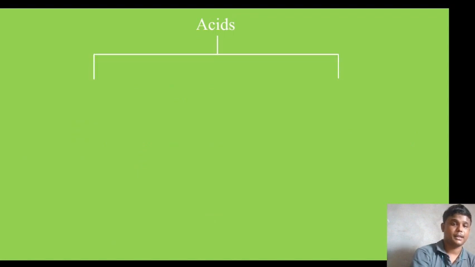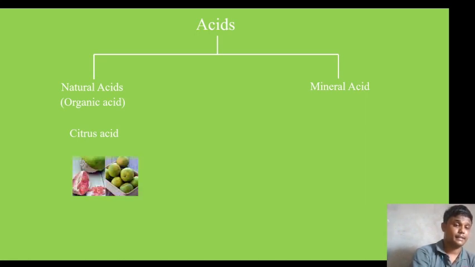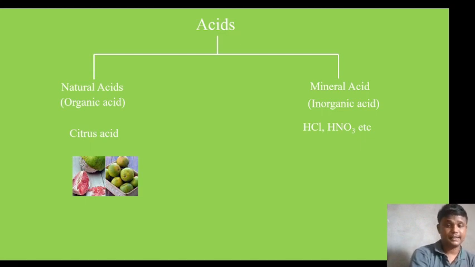Acids have two types. One is natural acid, also called organic acid, and another is mineral acid. Citric acid is an example of natural acid. We get that acid from fruits like orange and mangoes. Mineral acid is also called inorganic acid. Examples are HCl, HNO3, etc.